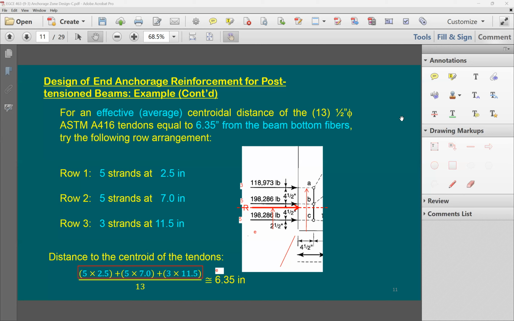Yes, Emilio, what is the question? Yes, the distance is taken from the bottom. Here's the bottom of the beam. Someone's going to say, how did you come up with 2.5 inches? 4.5 inches. I'm going to say, also for the previous example, this is according to our design. So for this specific problem, it's going to be given to us.